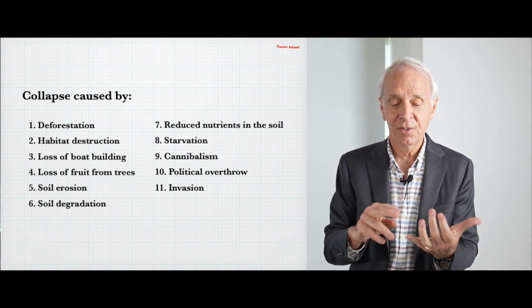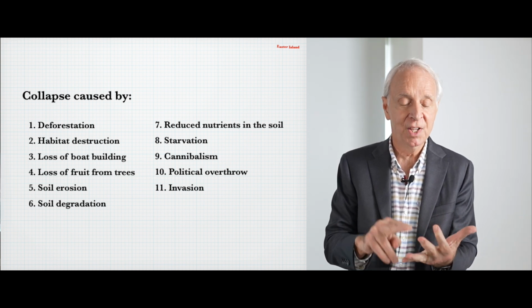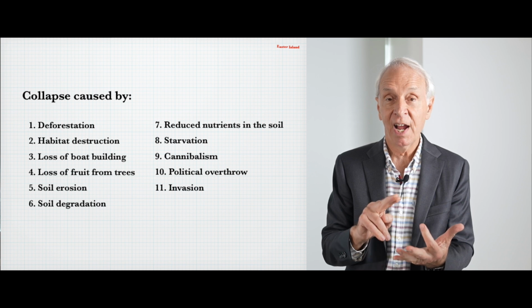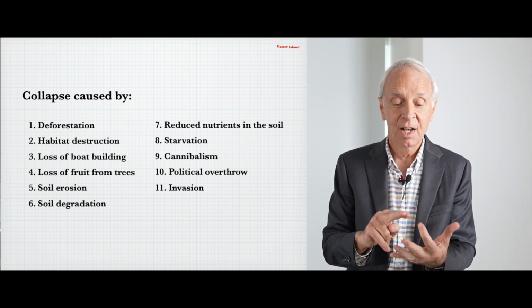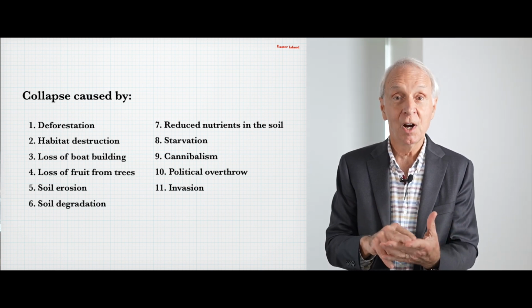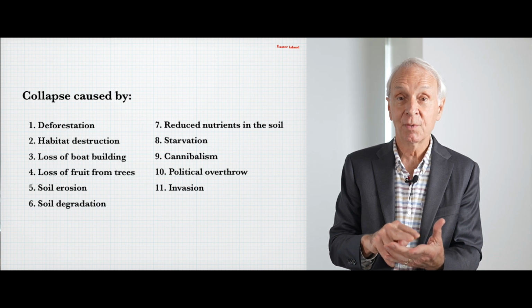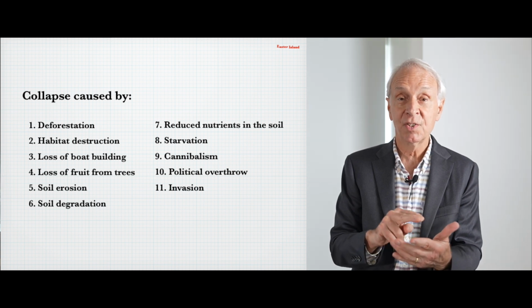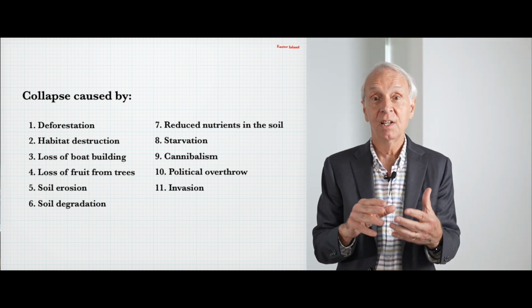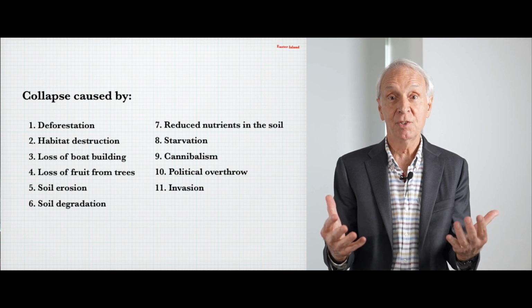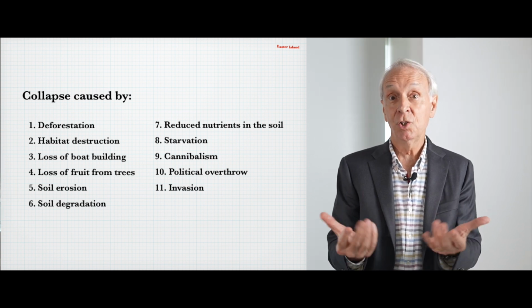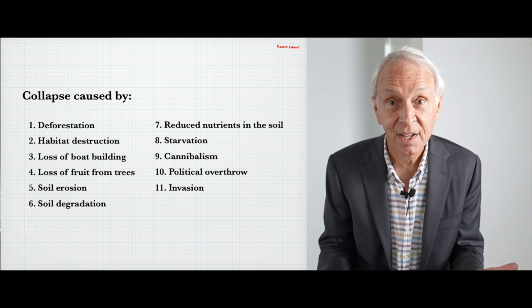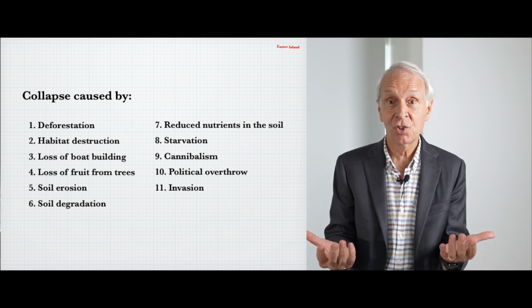All of that meant that their food supply, the birds, the fish, were greatly diminished. Their agricultural supply, the fruits from the trees, the farming, because of the soil degradation and the lower nutrients, were less productive. And suddenly the 15,000 people that lived on the island could no longer get a food supply. And so they began to starve.